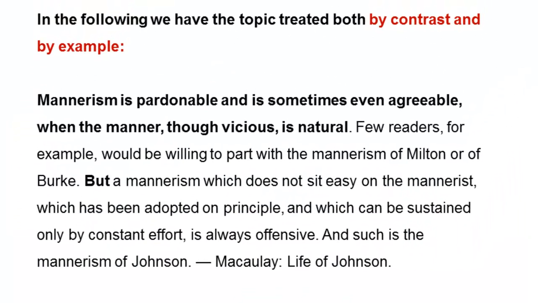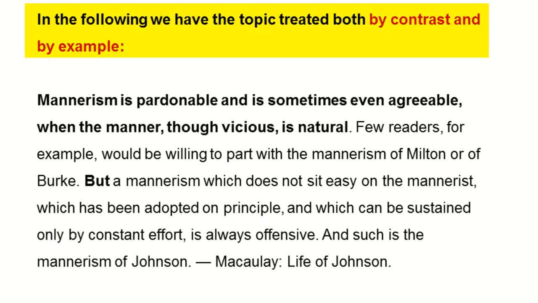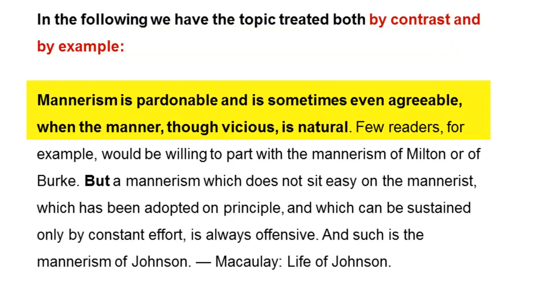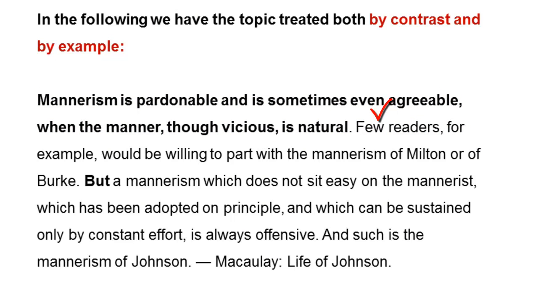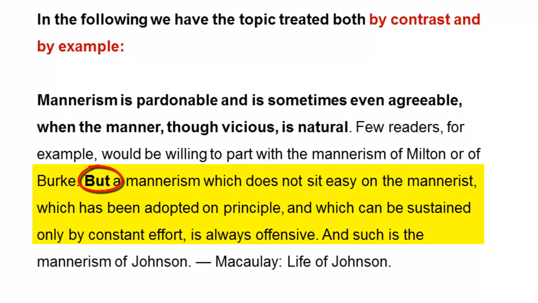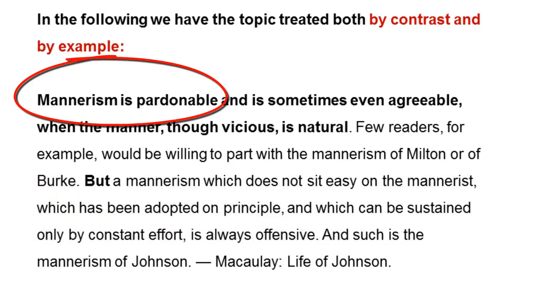And finally, we're going to look at an example of definitive statements using contrast and an example. And there's a balanced structure here. Mannerism is pardonable and is sometimes even agreeable when the manner, though vicious, is natural. Now here's the example. Few readers, for example, would be willing to part with the mannerisms of Milton or Burke. And now the contrary. But a mannerism which does not sit easy on the mannerist, which has been adopted on principle and which can be sustained only by constant effort, is always offensive.